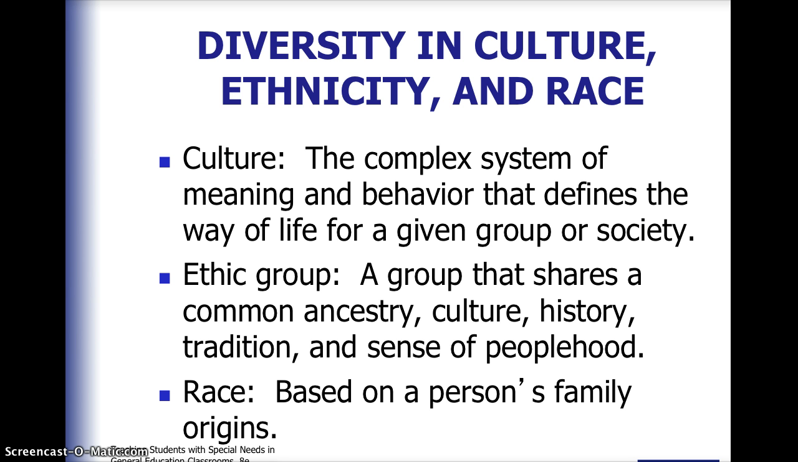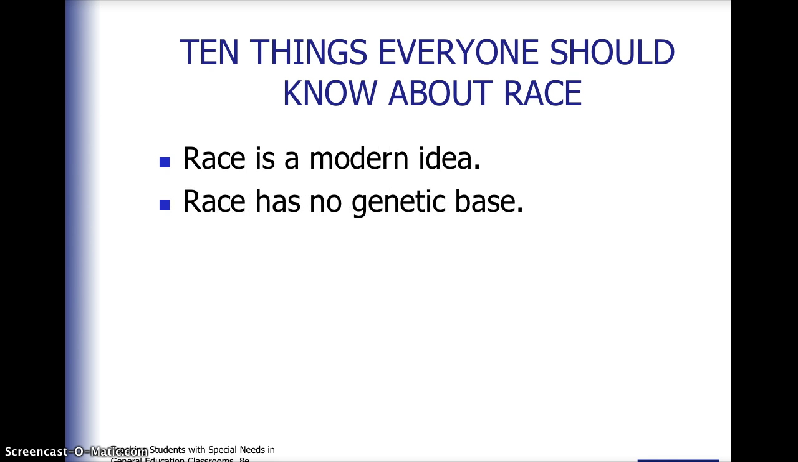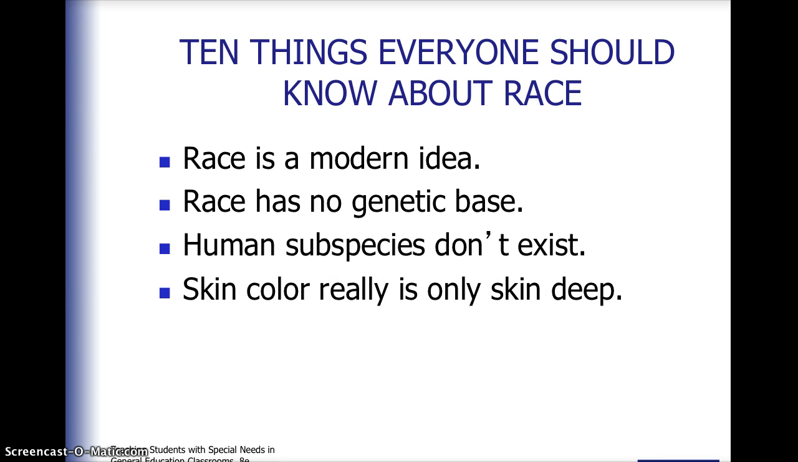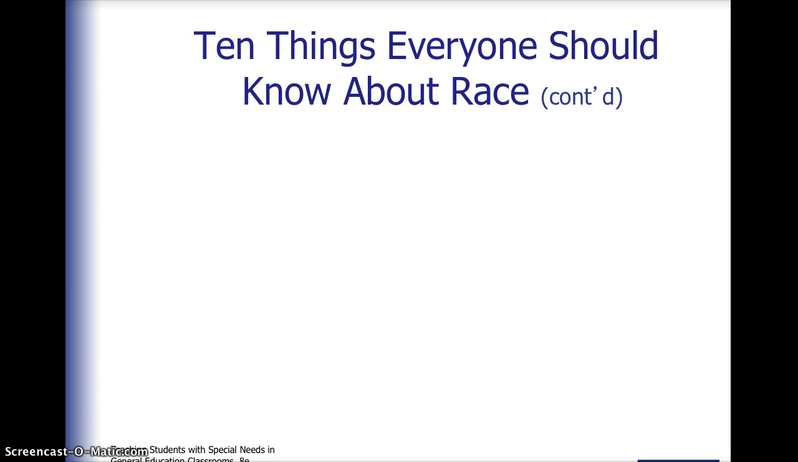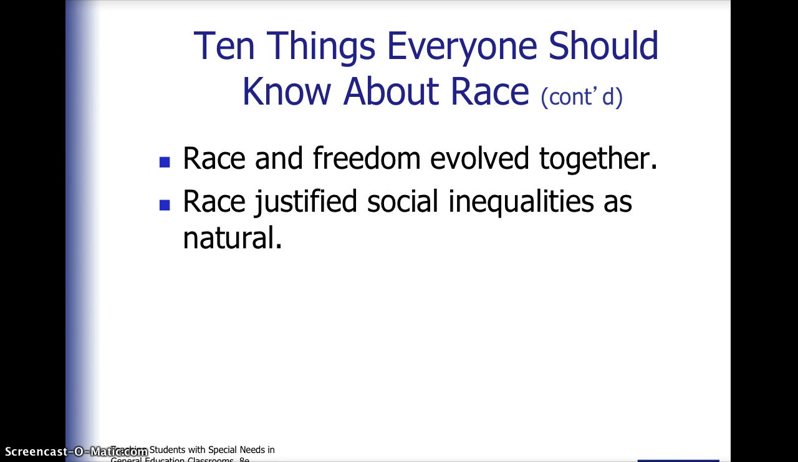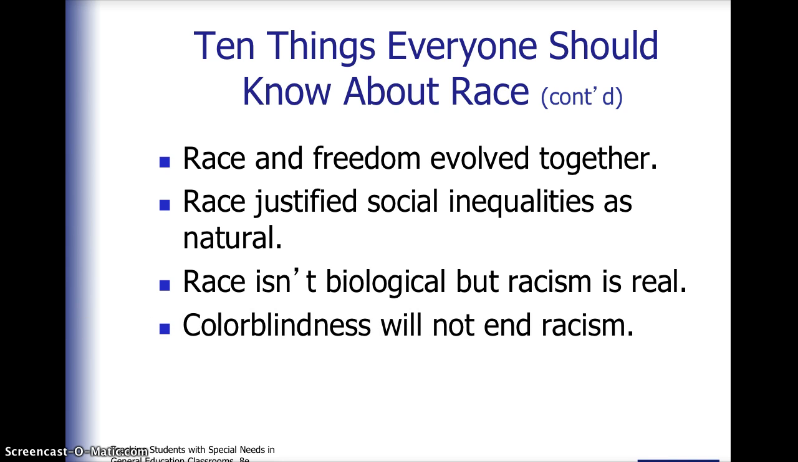The thing with race is that it's socially constructed and it's changed over time. So race is a modern idea. It has no genetic base. Human subspecies don't exist. Skin color really is only skin deep. Most variation is within, not between races. And slavery predates race. Race and freedom evolved together. Race justified social inequalities as natural. Race isn't biological, but racism is real. Colorblindness will not end racism.